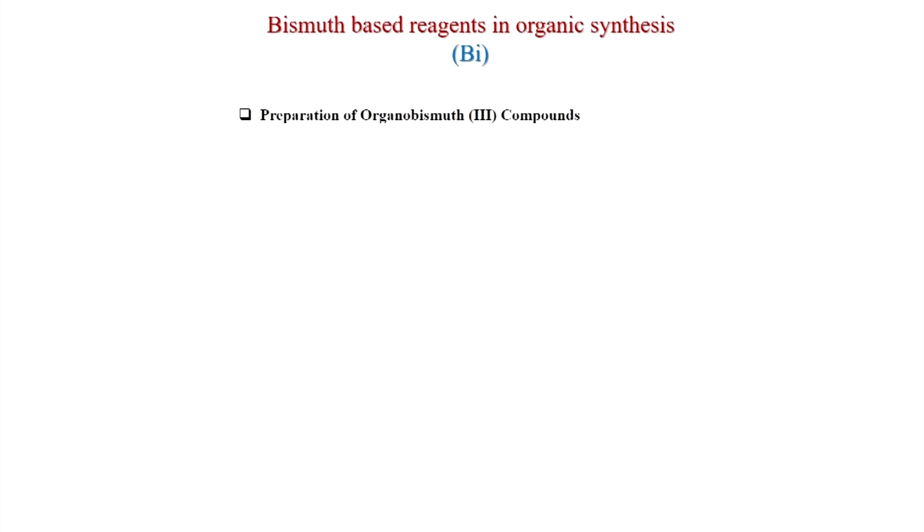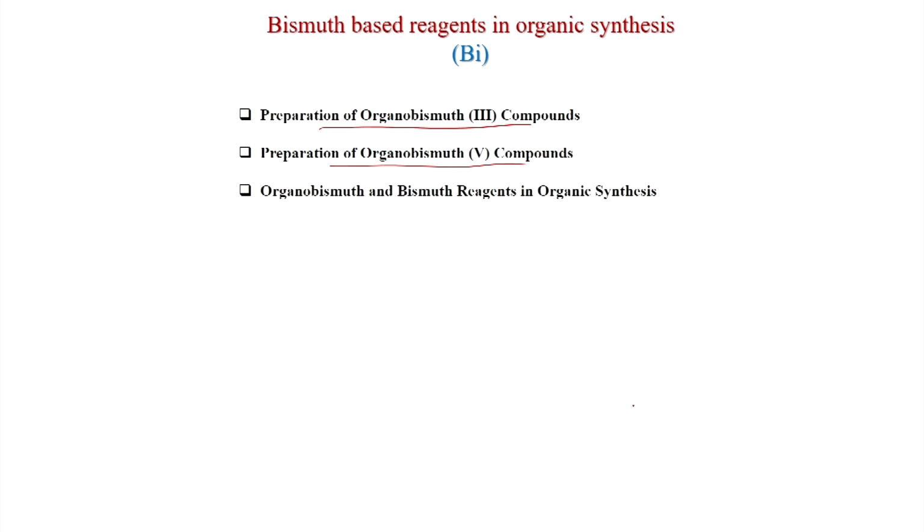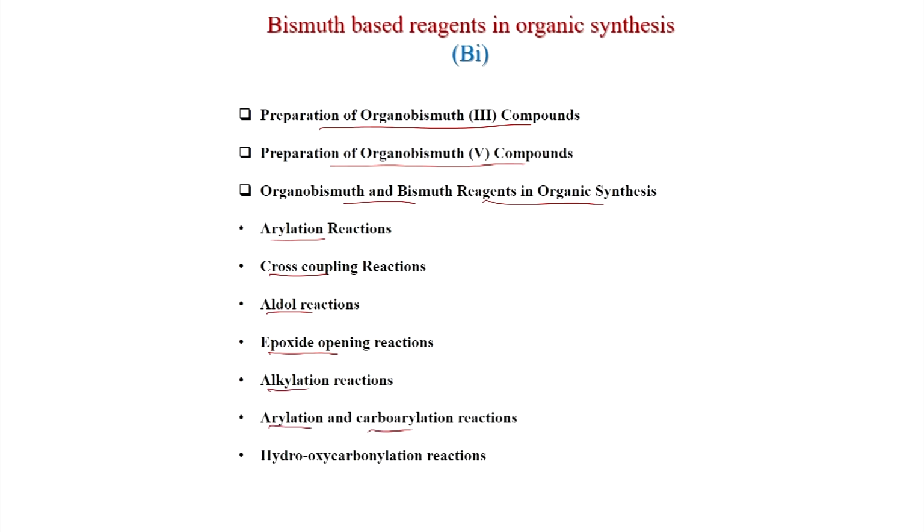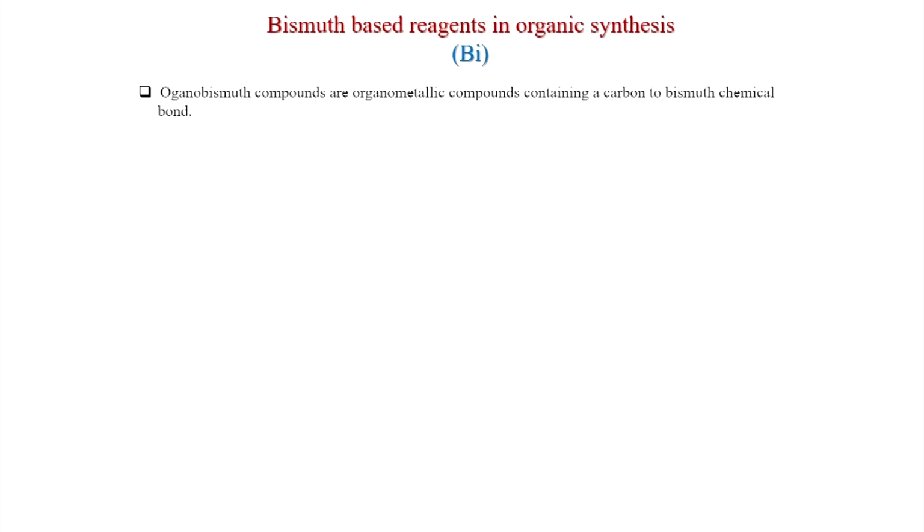Now, we will discuss bismuth based reagents in organic synthesis, and here we will see bismuth +3 and +5 are the main oxidation states. First we will discuss preparation of organobismuth 3 compounds, then preparation of organobismuth 5 compounds, and bismuth reagents in organic synthesis: arylation reactions, cross coupling, aldol, epoxide opening, alkylation, arylation and carboarylation reactions, and hydroxocarbonylation reactions. So, first we will discuss general aspects of organobismuth.